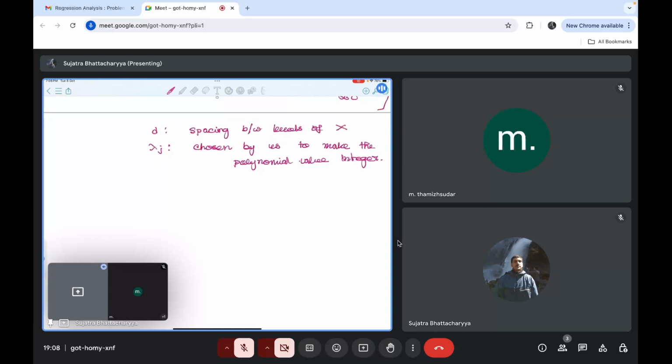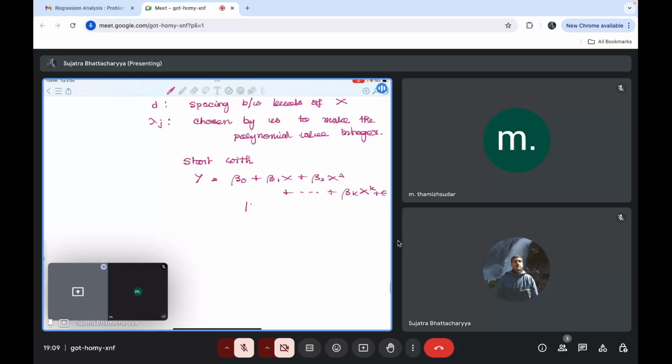So the algorithm step is that you start with whatever model you have. Y is equal to beta naught plus beta 1 x plus beta 2 x squared and so on up to beta k x to the power k plus epsilon. This is the starting point. What we have done is replace it with y equal to alpha naught times P0(x) plus alpha 1 times P1(x), so on up to alpha k times Pk(x) plus epsilon.